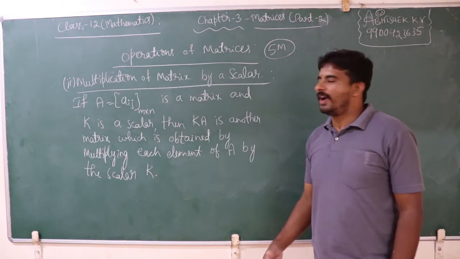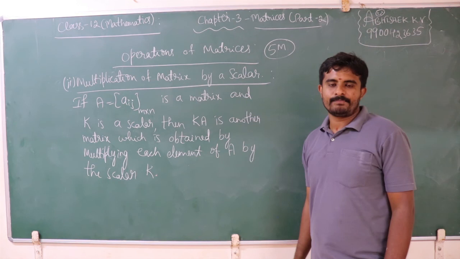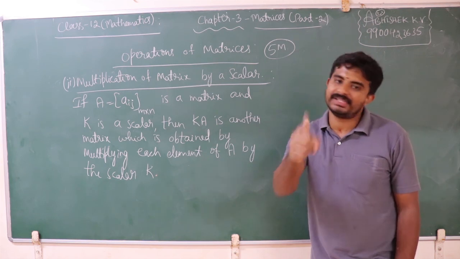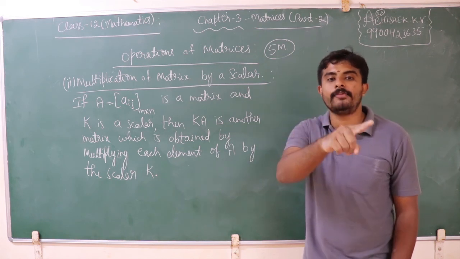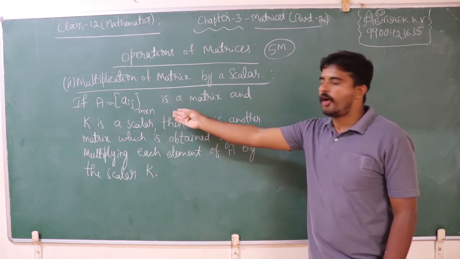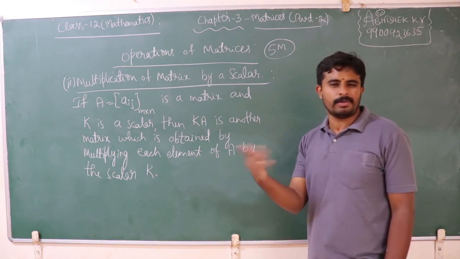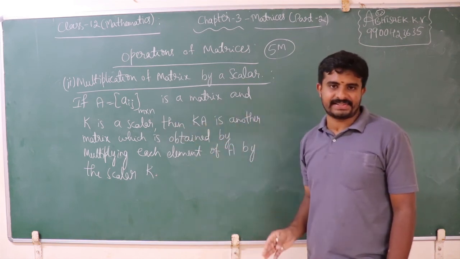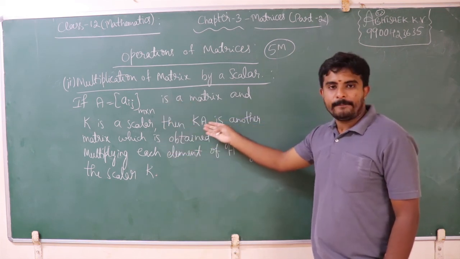Yes. Then I move on to the next operation of matrices, that is multiplication of a matrix by a scalar. To obtain the sum of two matrices, both matrices should have the same order, and the second condition is that it is obtained by adding the corresponding elements of both matrices. Multiplication by a scalar: consider a matrix A of order m cross n and k is any scalar, it may be any real number or natural number, whatever. Then kA is another matrix, k into A.